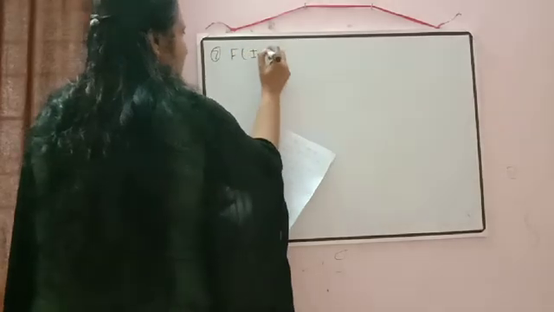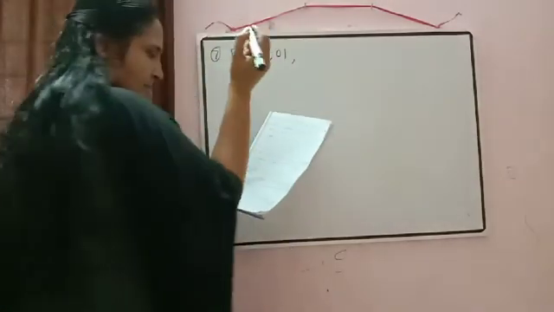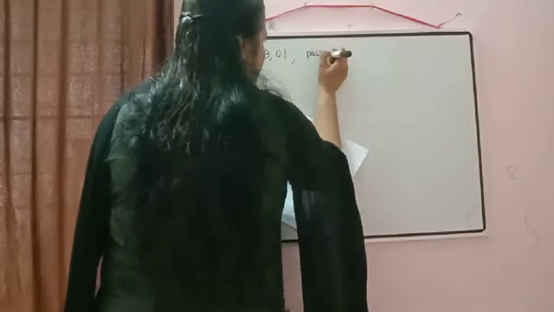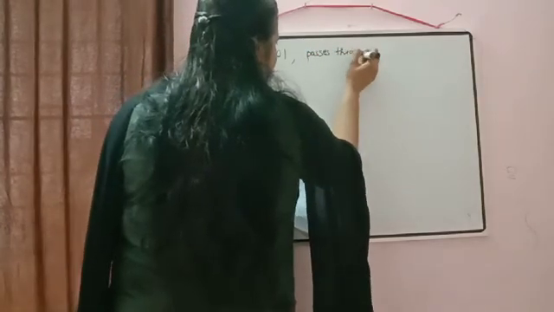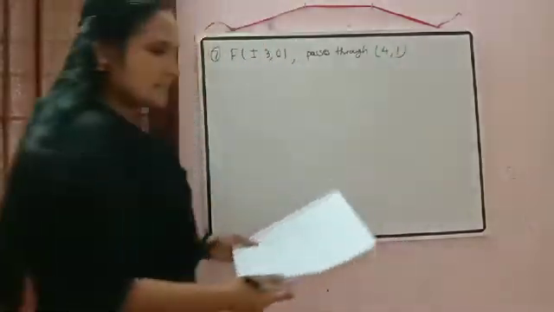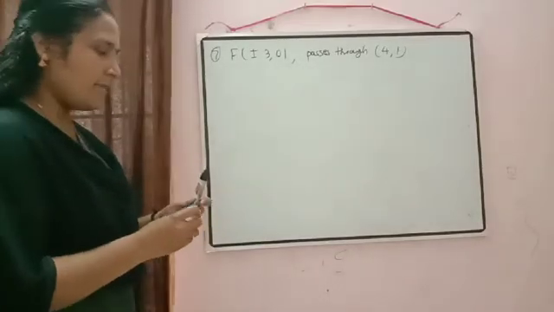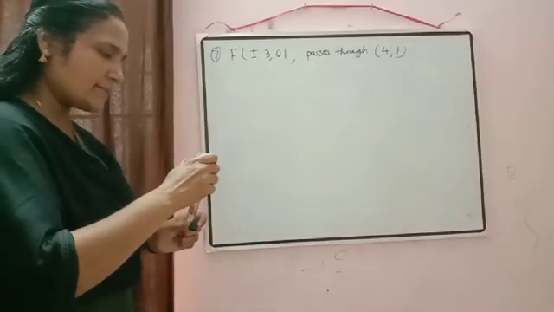Foci plus or minus 3, 0, and the ellipse passes through the point 4, 1. Now focus is given. Focus is on the x-axis there.